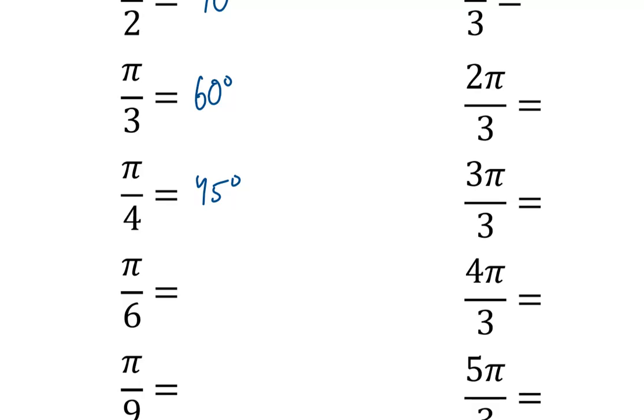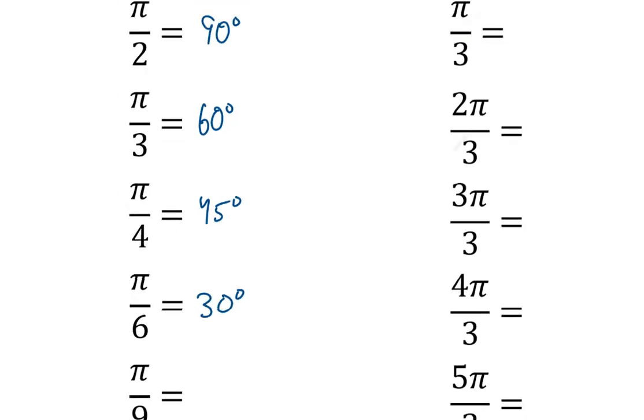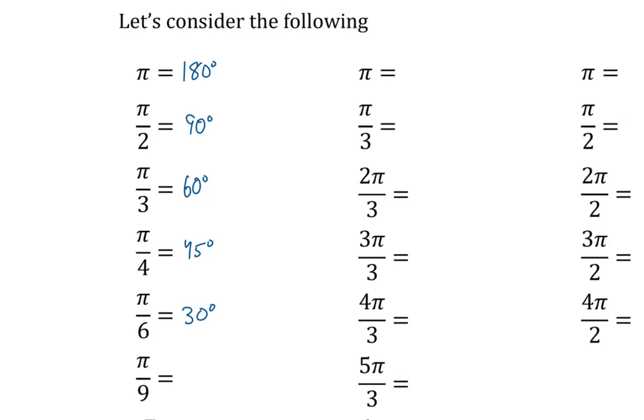So take pi by 2, divide by 2 again, gives you pi by 4. 90 divided by 2 is 45. Pi by 6? Graham? 30. How'd you get that? 3 divided by 3. Oh, nice. So 60 divided by 2 is 30.